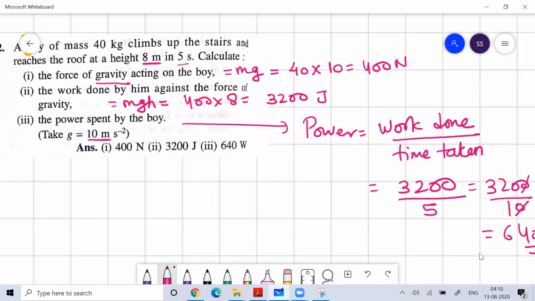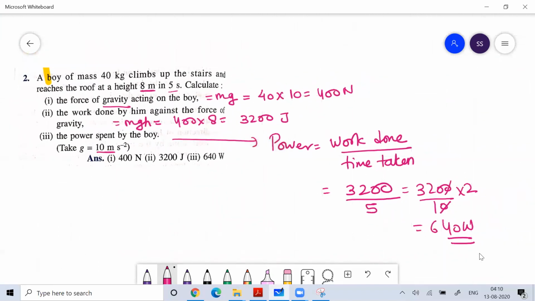That way we get it, a very easy problem. I don't think anyone will have a doubt on this. You can pause the video whenever you feel there's a difficulty in understanding, gradually solve it, and then check your answer. I hope you understood this. Let me do the next problem.